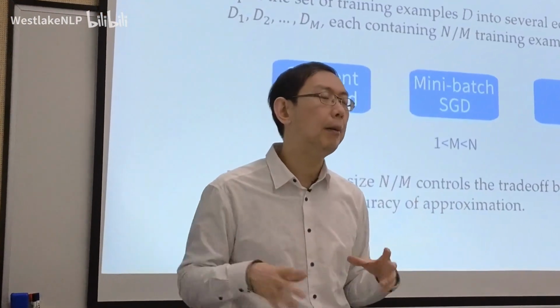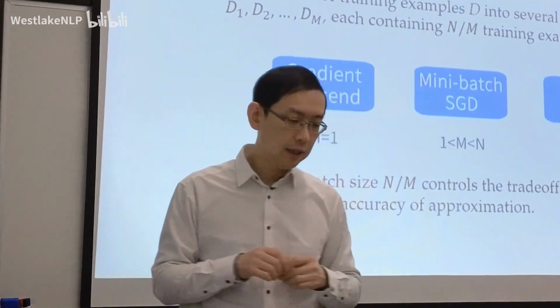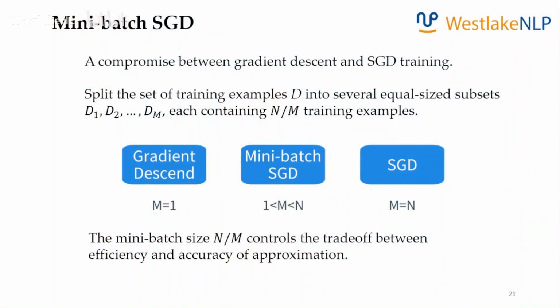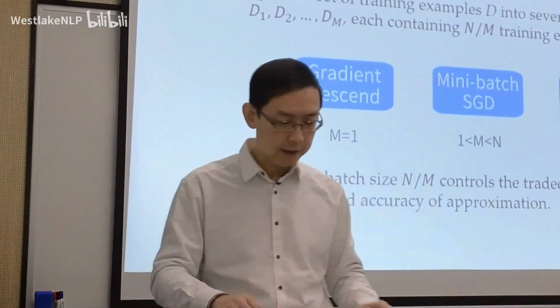Let's take the number of batches as capital M, and then you can see that for gradient descent, this number M is equal to 1. The whole data set is one batch. Batch training. For stochastic gradient descent, this number is equal to N. N is the number of training instances. So every instance is a batch. But in general, the mini batch stochastic gradient descent has an M between 1 and N. And the pseudocode is shown in the next slide.